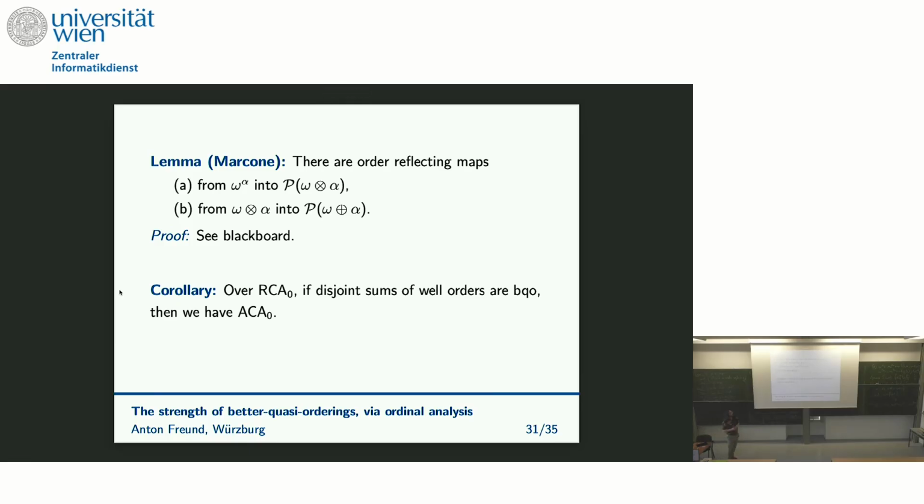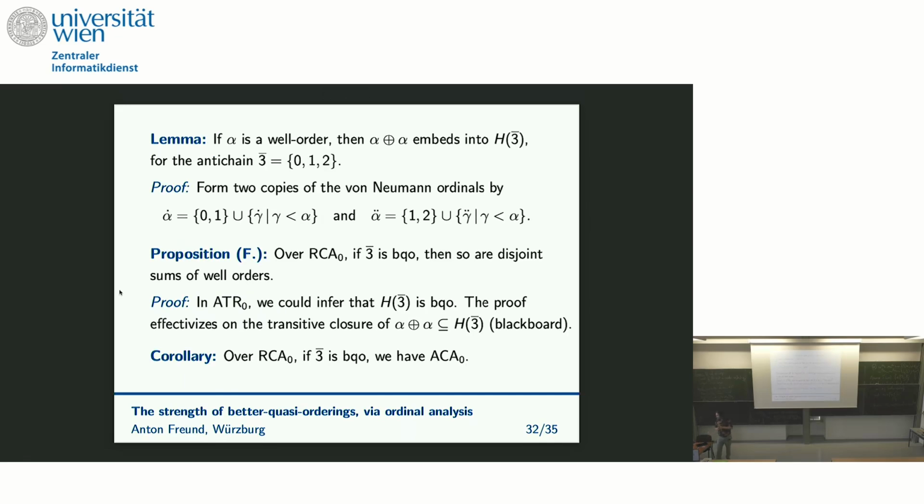So not that much happened. I mean, the ingredients of this particular corollary are still easy enough, but we have already. So let's try and push that further and look at this specific order, this anti-chain with 3 elements, which I denote by 3 with an overline.